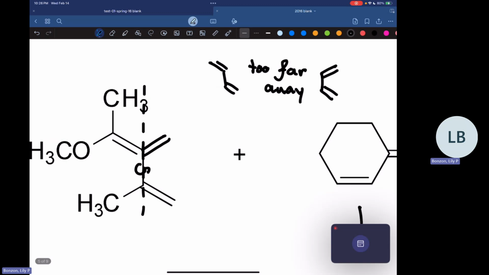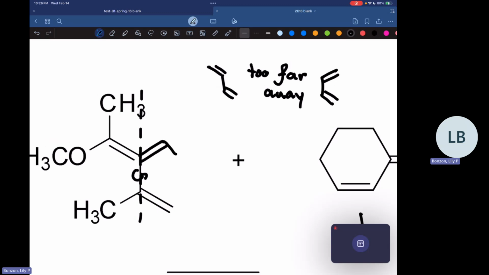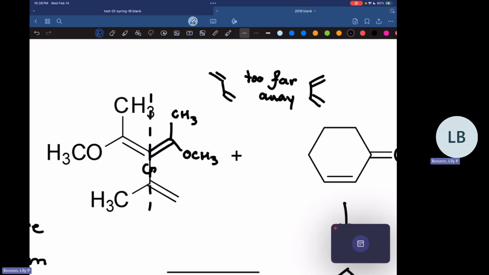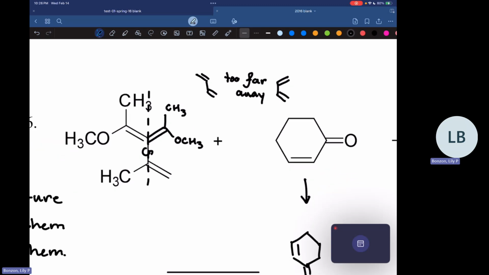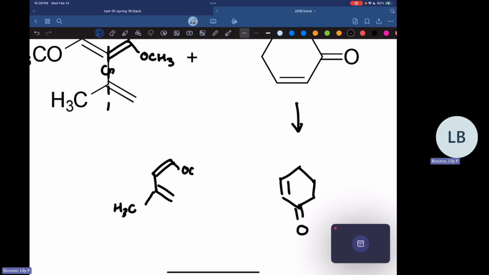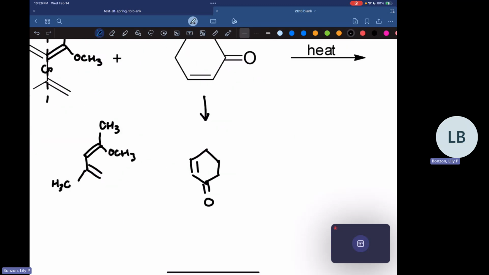this compound. So I know that this OCH3 is going to have to point down and to the right, and this CH3 is going to have to point up. And so then I can just redraw that, put it closer to my dienophile. All right, get our subs in there. And now we can actually start doing our reaction.